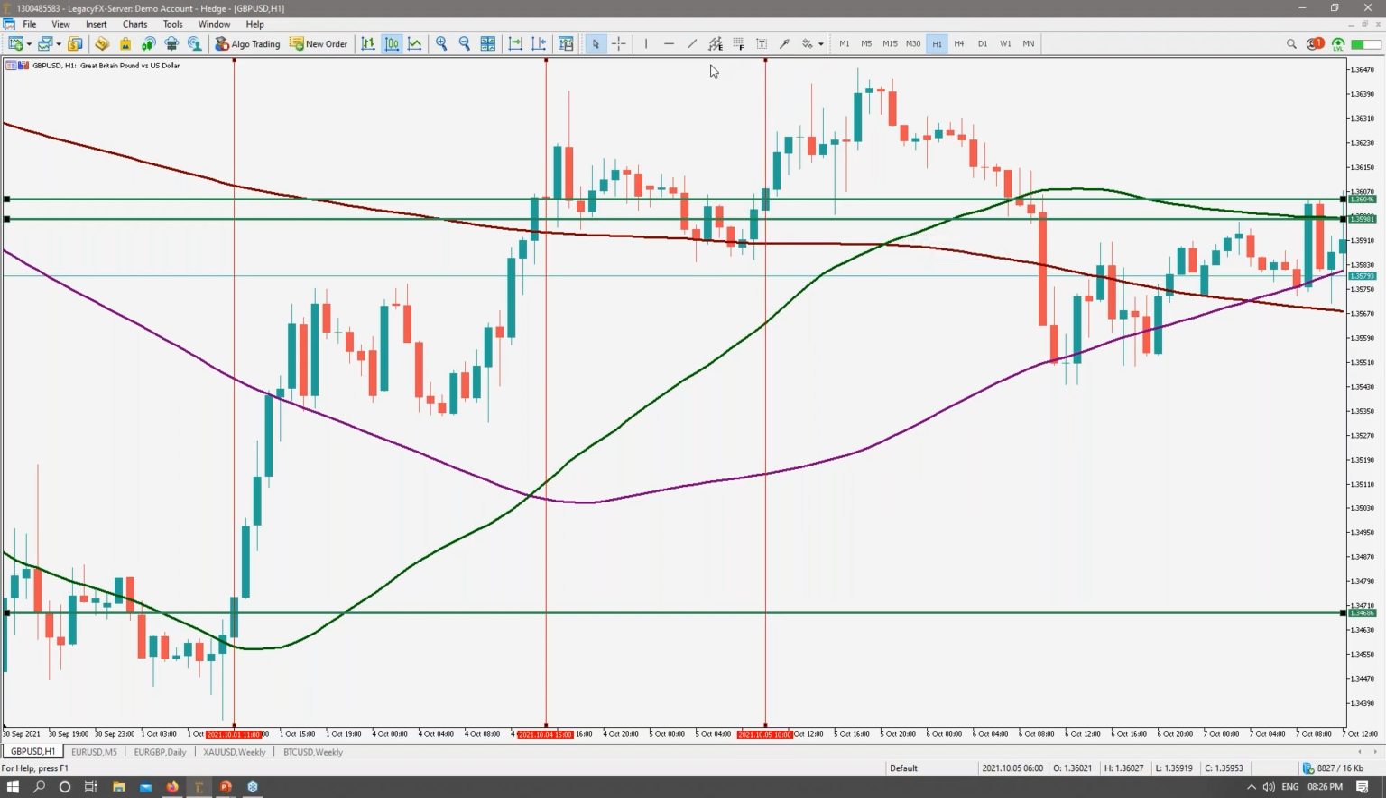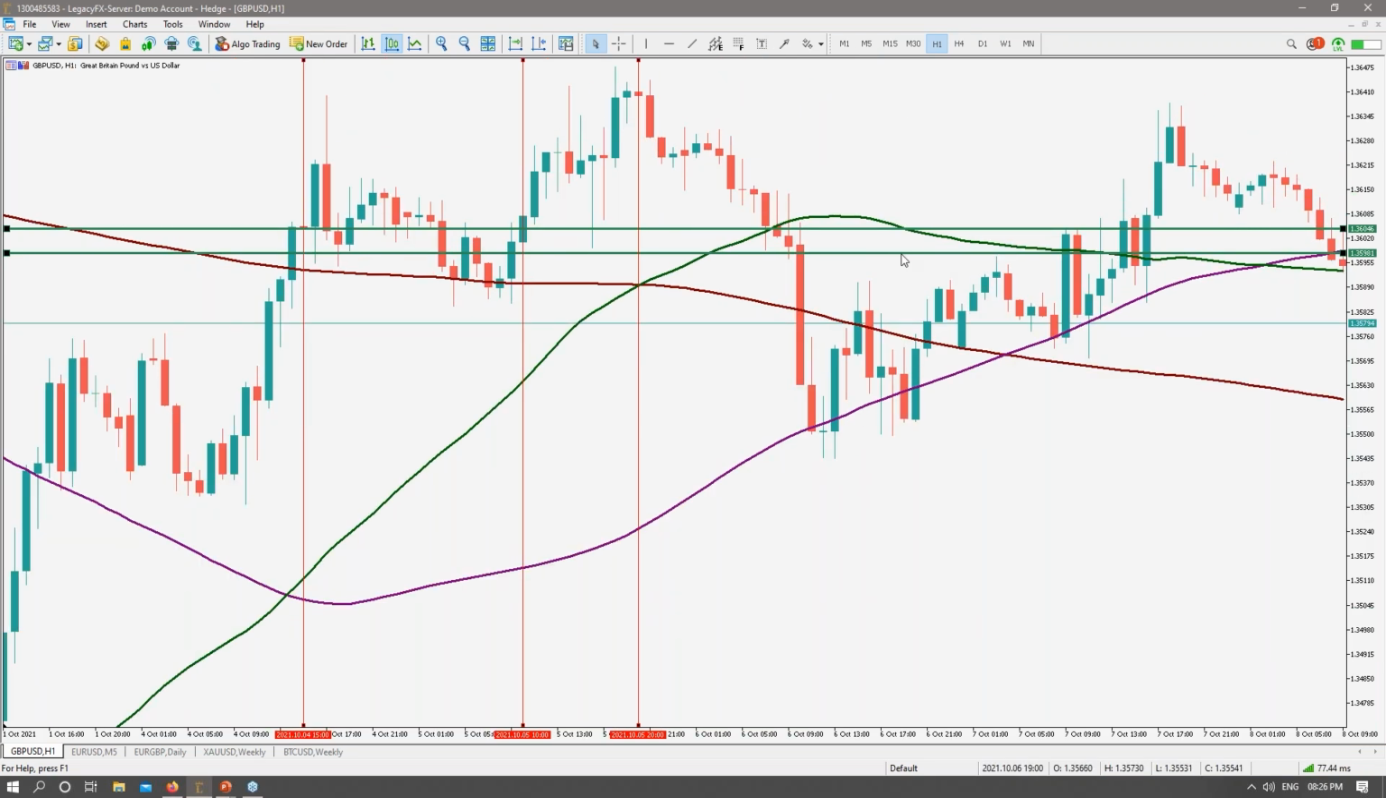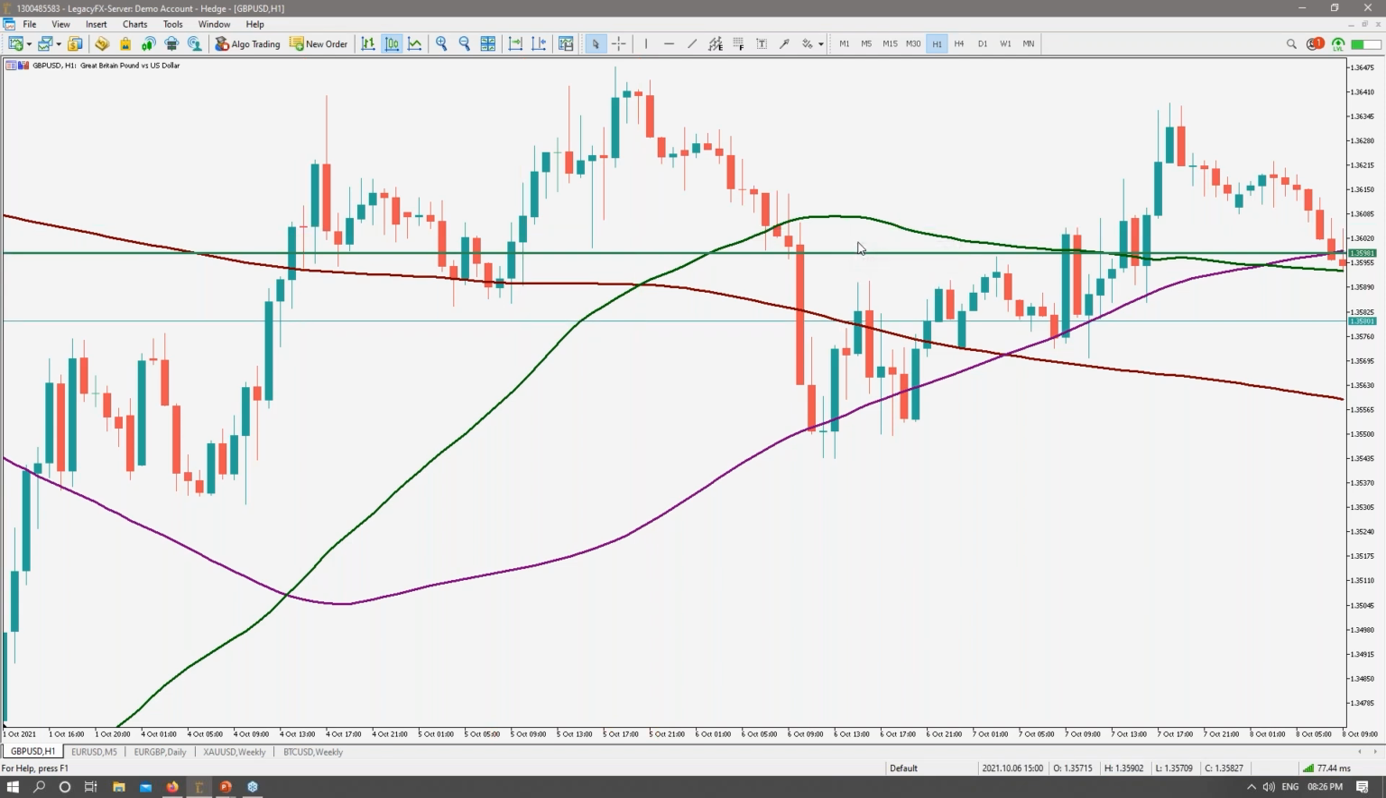You keep going, and then you see here, you have that second cross again, where it tells you to go out, and that's exactly the highest point in this case, so you actually would have a perfect exit. And then you follow it again, it starts going down, you're still holding, you're still waiting. That was the resistance line, right? So you're waiting for it to cross this line, and it did.